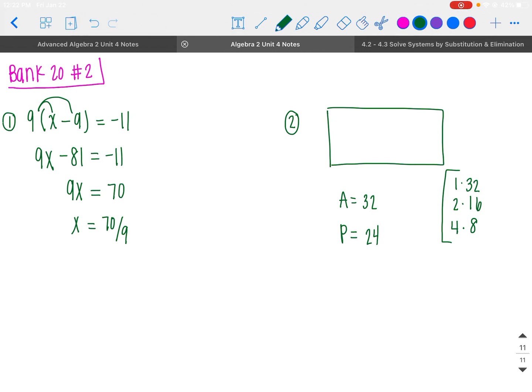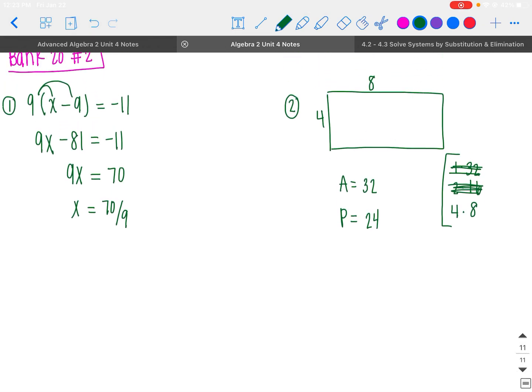But for perimeter, we have to add all the sides up. Well, if the perimeter is 24, we definitely can't have a side length of 32. And then if I were to do 2 plus 2 plus 16 plus 16, I don't get 24. But if I do 4 plus 4 plus 8 plus 8 for my perimeter, I do get 24. So my shortest side is 4, which is J.